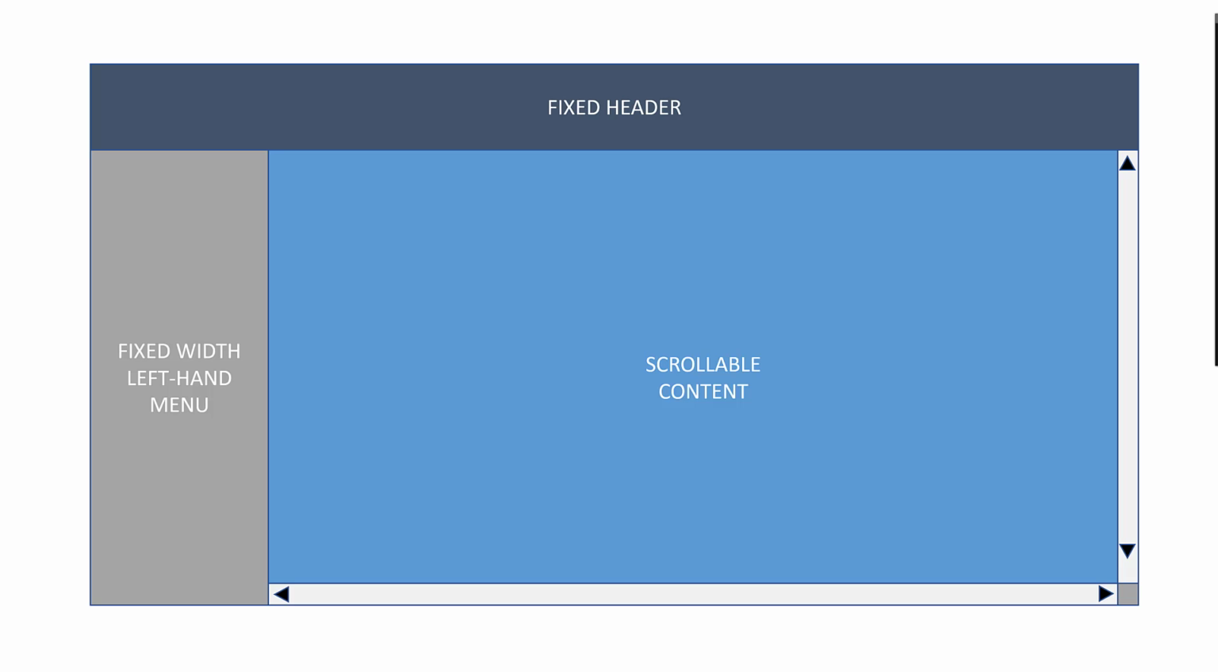As a refresher from the previous session, we're looking here at that single page web application that we desire. It consists of a fixed header on top with a fixed width left-hand menu, which will contain our accordion menu, with scrollable content filling up the remainder of the page.